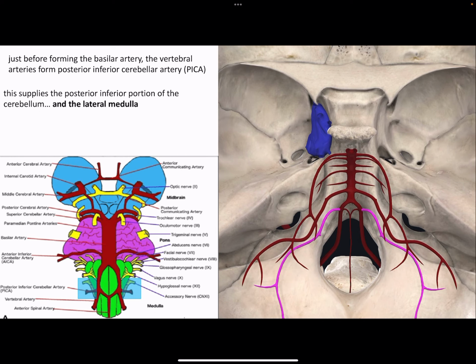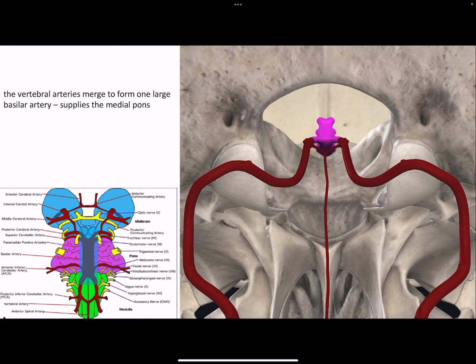Right before they merge into the basilar artery, they are going to have offshoots, which are the posterior inferior cerebellar artery. This is really highly prone to strokes. It's going to be Wallenberg syndrome, which we'll talk about. So again, PICA is going to supply part of the cerebellum, but also more importantly, the lateral medulla.